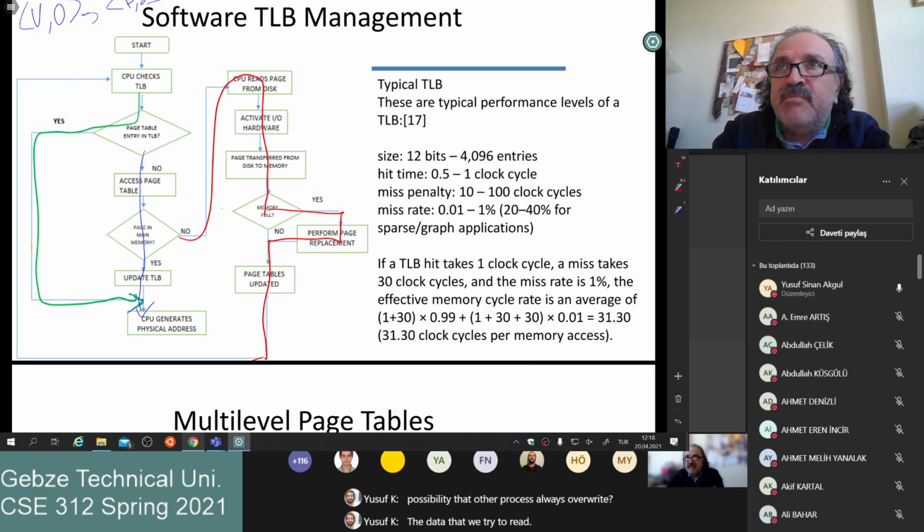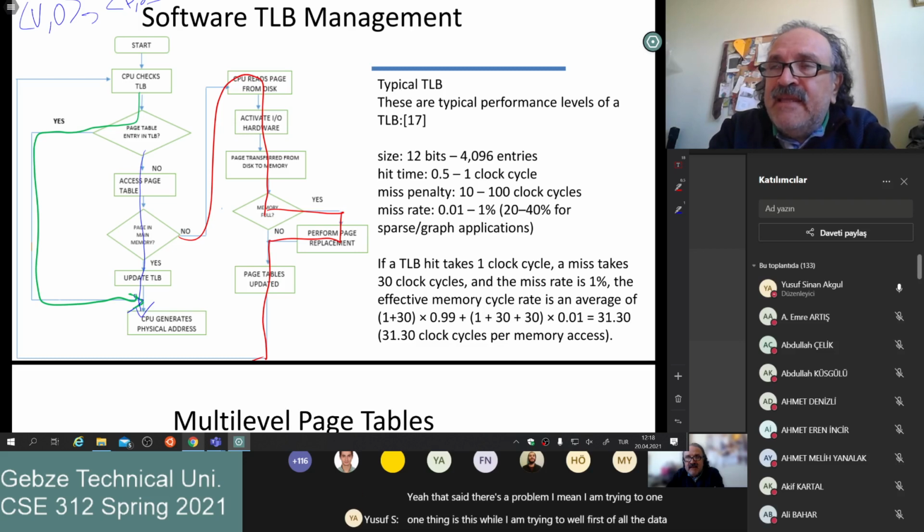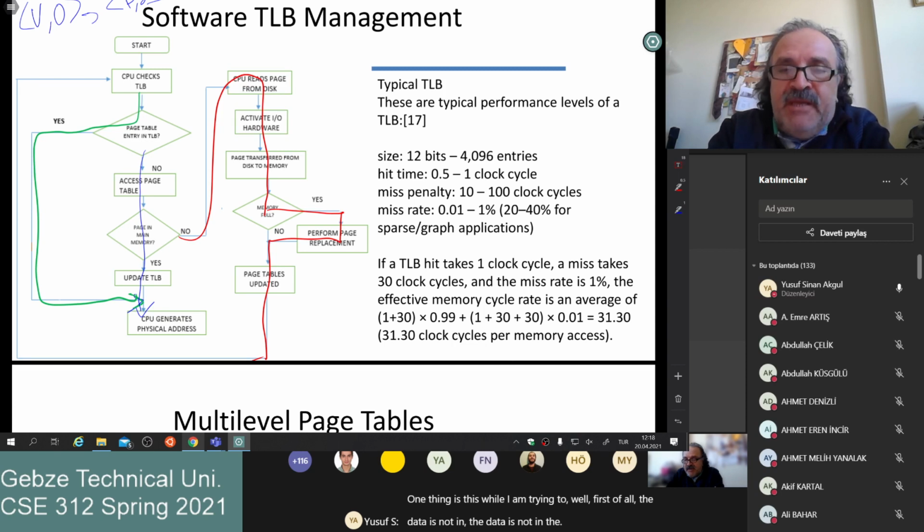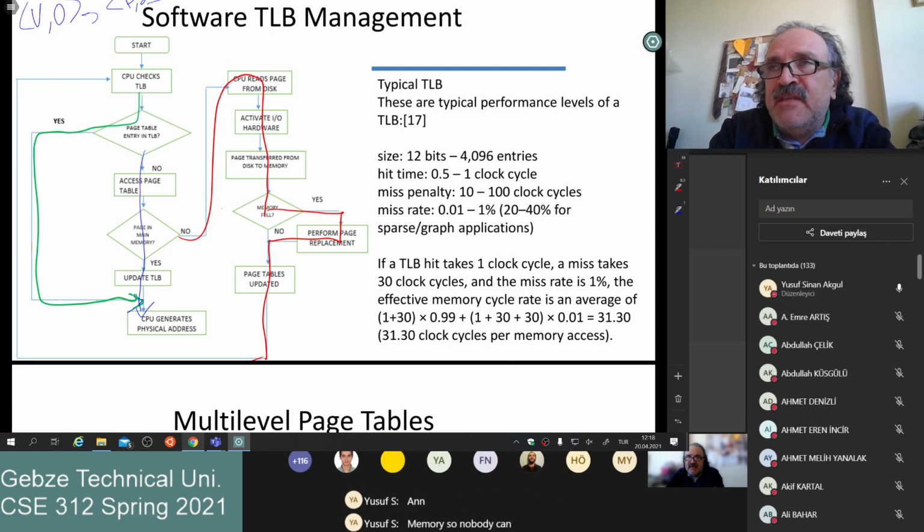Yeah, that's a problem. First of all, the data is not in memory, so nobody can write to it. If it is in memory, then I don't have to load it from the disk, right?